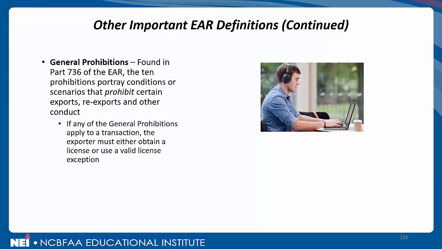The general prohibitions that we just mentioned a moment ago, found in Part 736 of the EAR, of which there are 10, portray conditions or scenarios that prohibit certain exports, re-exports, and other conduct. If any of the general prohibitions apply to a transaction, the exporter must either obtain a license or use a valid license exception. We have multiple slides on general prohibitions. They play a critical role in determining compliance with the EAR, so we'll get to them in forthcoming slides.